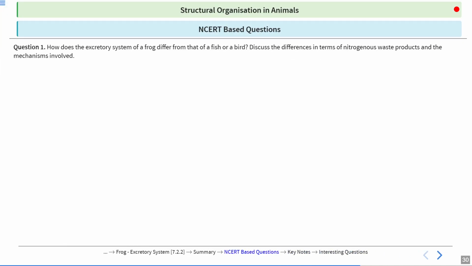Now there will be some NCERT based questions. The first question is here. How does the excretory system of a frog differ from that of a fish or a bird? Discuss the differences in terms of nitrogenous waste products and the mechanism involved. So let us see the answer to this question. They are asking the difference between the excretory system of a frog and a fish or bird.